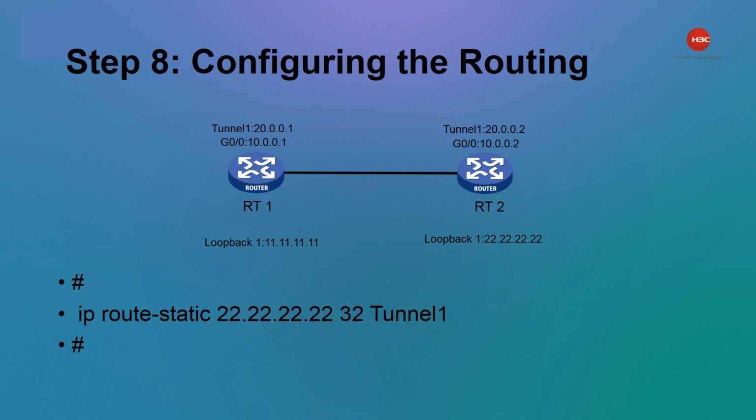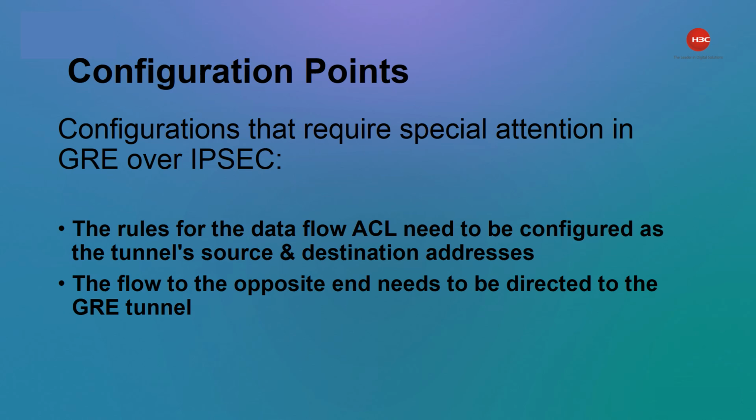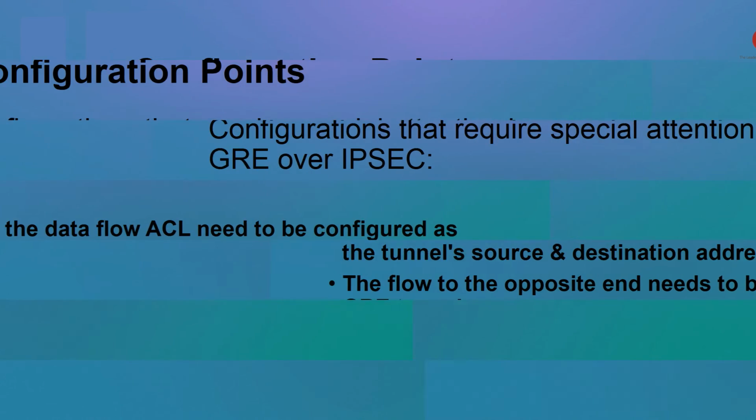And the above is the complete process of GRE over IPsec configuration. The last part is about configuration points. There are 2 points that require special attention in GRE over IPsec. Point 1. The rules for the data flow ACL need to be configured as the tunnel's source and destination addresses. Point 2. The flow to the opposite end needs to be directed to the GRE tunnel.